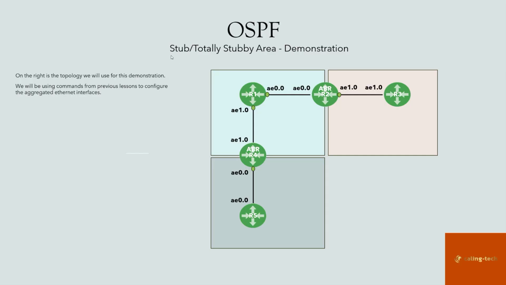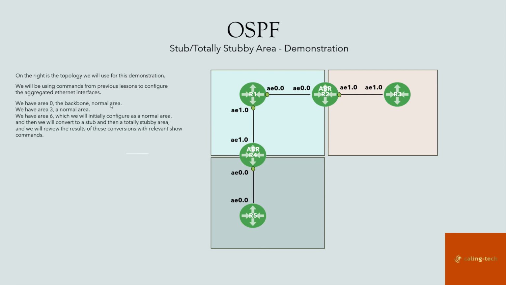Welcome to this video tutorial where today we will be looking at stub and totally stubby areas, and we'll do a quick overview of the topology, and then we're going to get straight on with the configuration work. So on the right is the topology we're going to use for this demonstration. Now we're going to be using commands from previous lessons to configure the aggregated Ethernet interfaces.